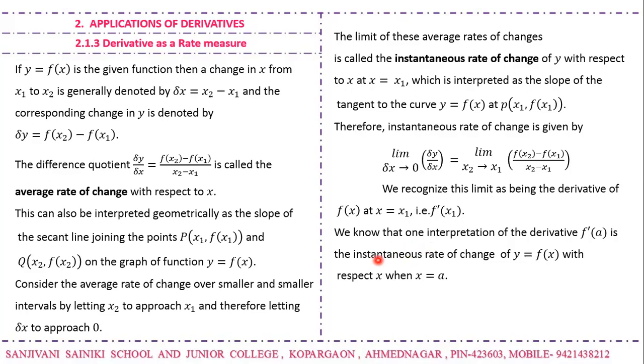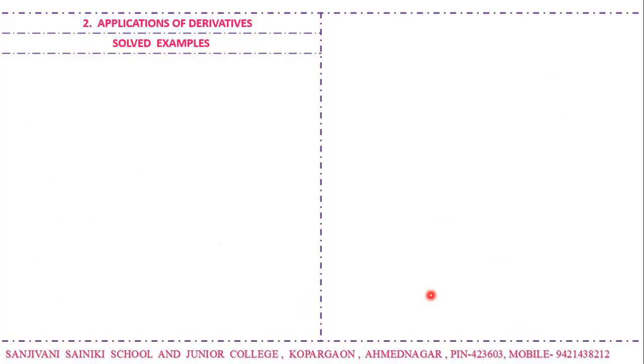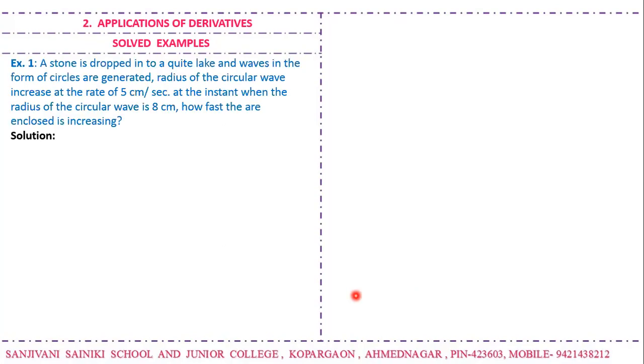Now, the interpretation of the derivative f dash at a is the instantaneous rate of change of y with respect to x when x is equal to a. The other interpretation is that f dash at a is the slope of the tangent to y is equal to f of x at the point (a, f of a). So, what is the rate of change of one variable with respect to the other variable?